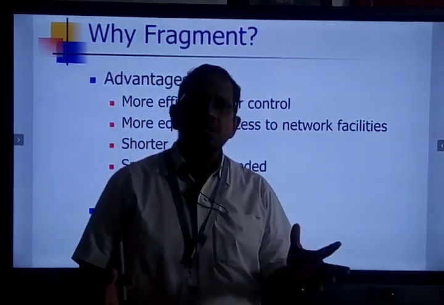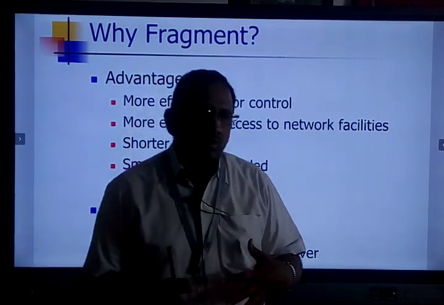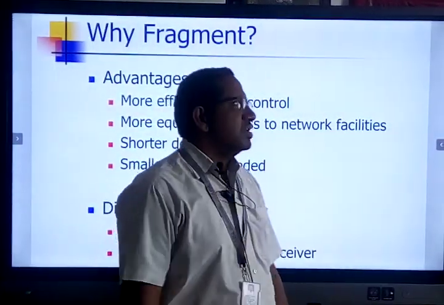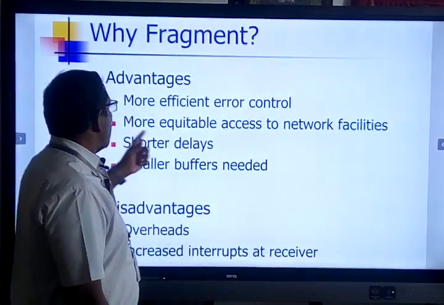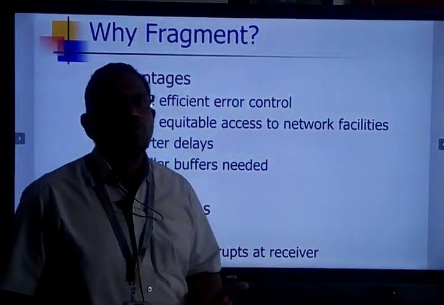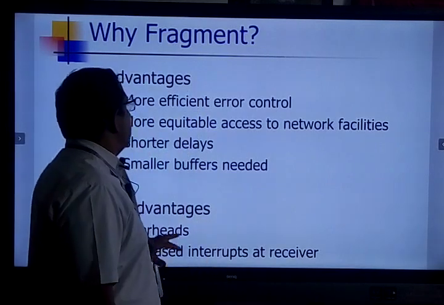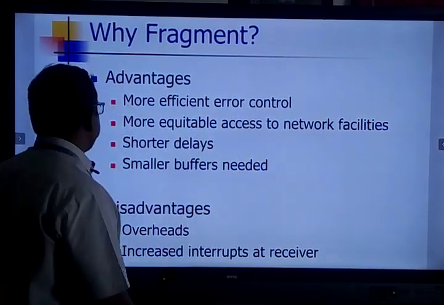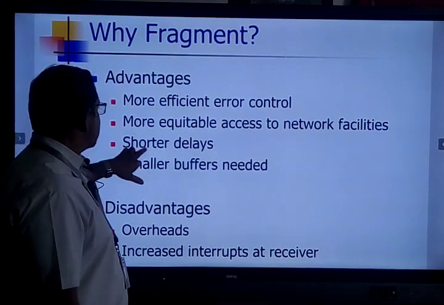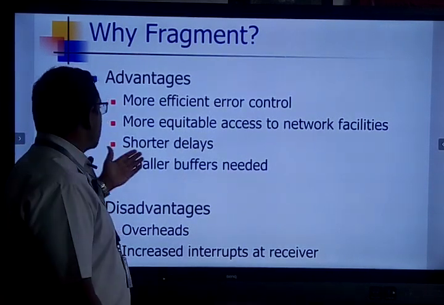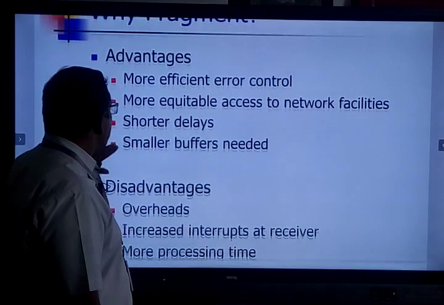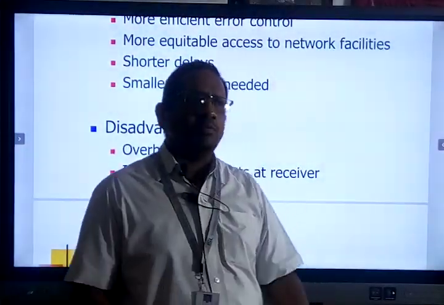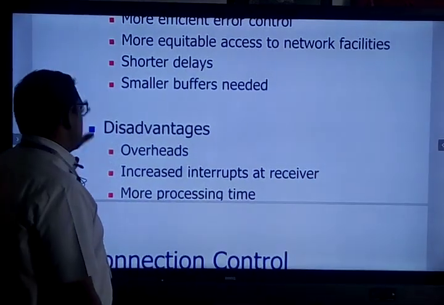Because in the internet network, we normally use networks with different capacities. So if you use small data, anybody can handle small data. Therefore, the utilization of network facilities is going to become pretty easy. And definitely, since data is very small, the delays are going to be small. Smaller buffers are needed. Memory in the intermediate nodes is also going to be very small. So that is the advantage.